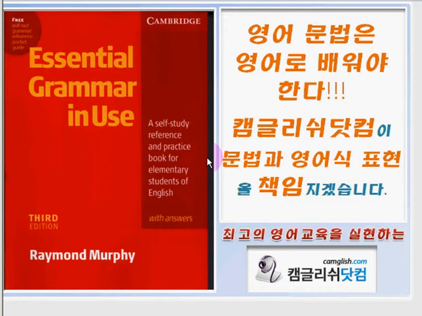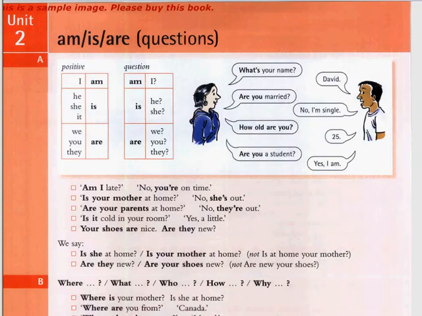Today, we will study Unit 2 of the book Essential Grammar in Use by Raymond Murphy. Now, let's learn how to make questions using the linking verbs am, is, and are.